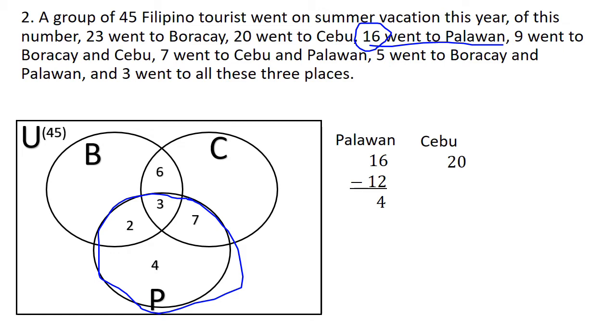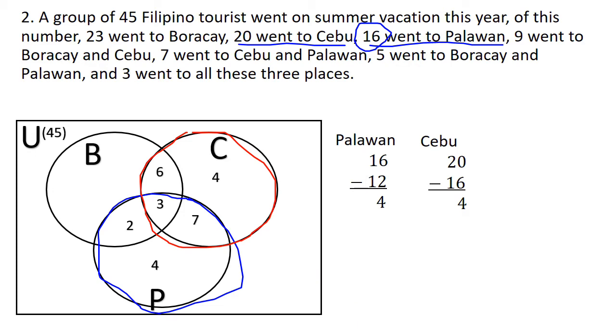Next is we have here Cebu. So there are 20 visitors of Cebu. So this is our area of concern for Cebu. And we are going to add this 6 plus 3 plus 7, and that is 16. 20 minus 16. So we have 4 distinct visitors of Cebu.